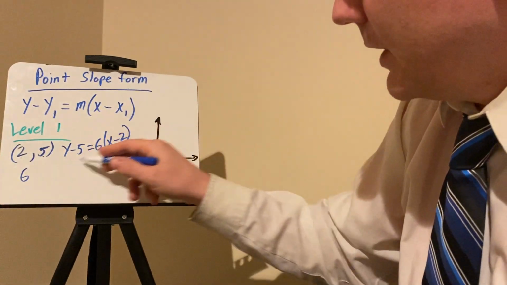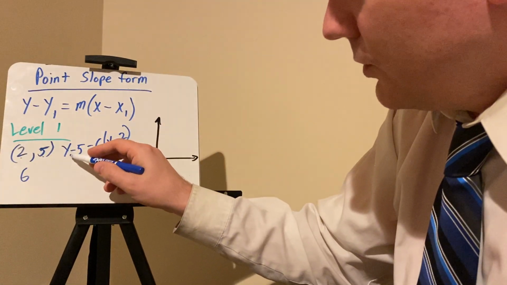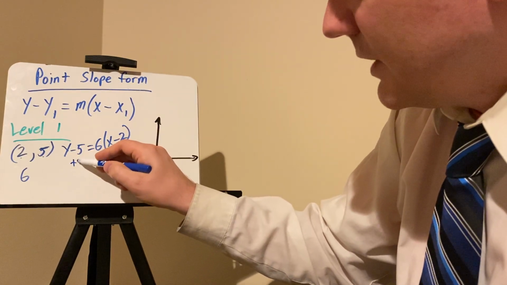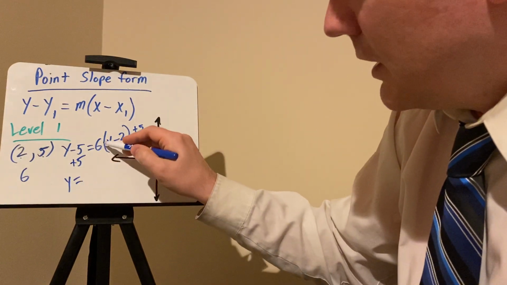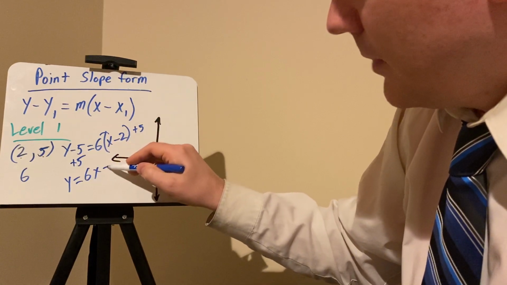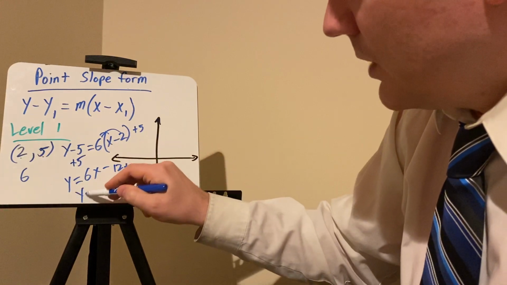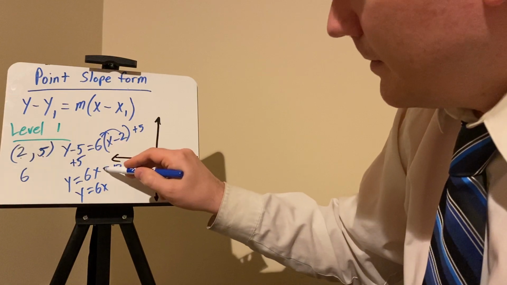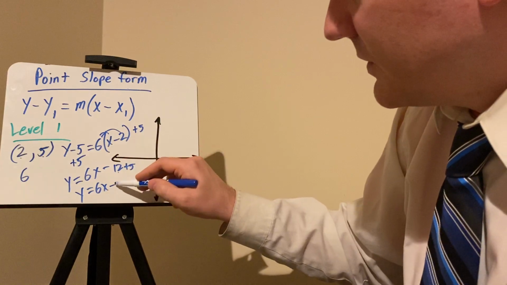So to get this to slope-intercept form, where it's like y equals mx plus b, you could say, okay, y minus 5, so let's get y by itself. So let's do plus 5 to both sides. And then you have y equals, and I can distribute this 6. So I can do 6x minus 6 times 2 is 12 plus 5. So y would equal 6x minus 12 plus 5, which would be negative 12 plus 5 would be negative 7. So I could say minus 7.